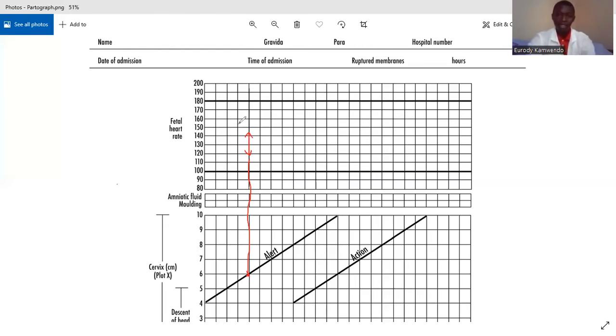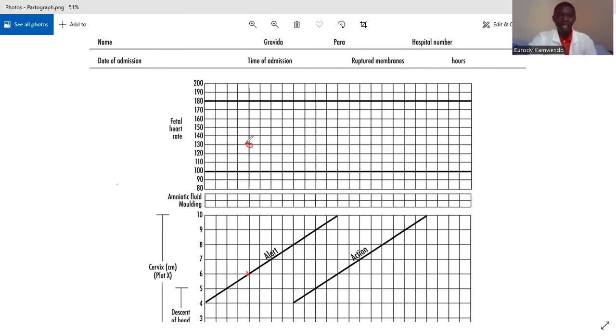Or if you check the fetal heart rate, which is basically the pulse of the baby, you just put a dot where the fetal heart rate is. So if the fetal heart rate is 130, you follow as usual this line at 6 centimeters and put a dot to show that the fetal heart rate is at 130 beats per minute.